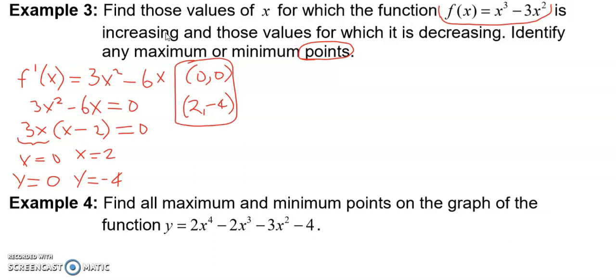So what we do now is we make a table. And remember, if you have 2 critical values, you're going to need a table with 5 columns. If you had 3 critical values, you'd need a table with 7 columns. Remember that for example 4. So here's what we do. We're going to make our table. I'll make it big right here. Okay, and 1, 2, 3, 4, 5.